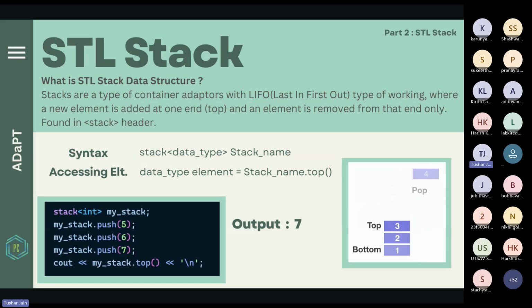So the only cookie you can access is the top cookie, and similarly, you can add a cookie only from the top, not from the bottom of the container. And you can also remove a cookie only from the top and not from anywhere in between or the bottom. This is what last in, first out working is. The cookie that we added last can be removed first, and we cannot remove any cookie that we added before it, before removing the cookie that was just added. So this is how last in, first out works.